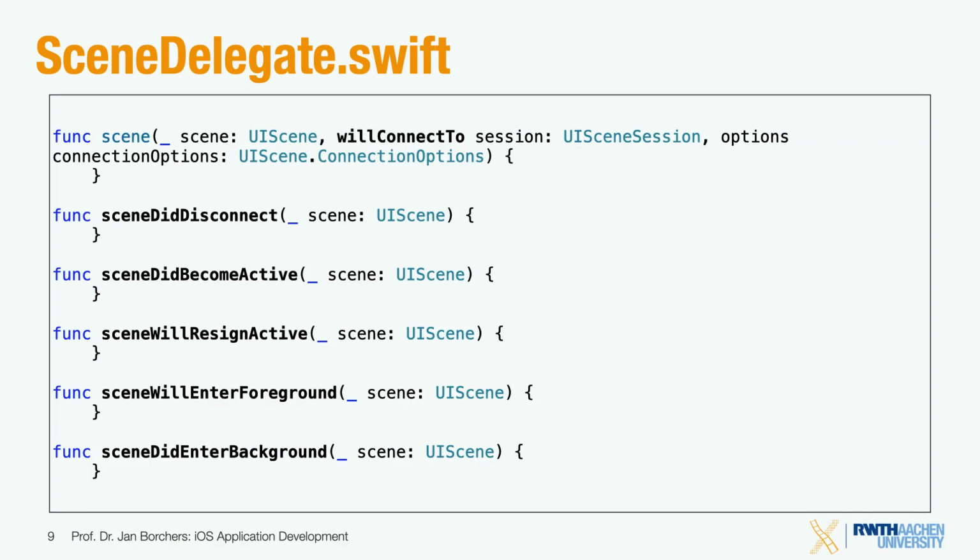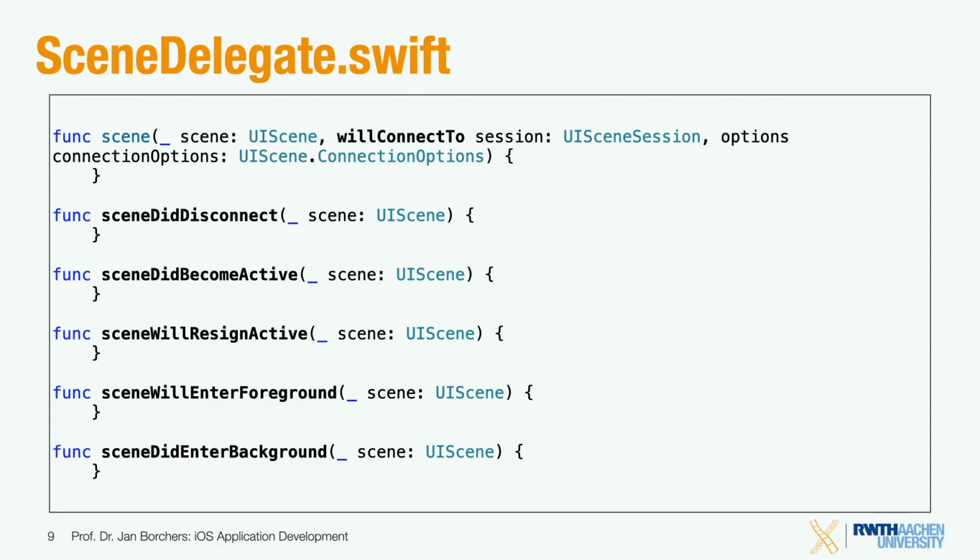There is sceneDidDisconnect, which gets called as the scene is being released by the system, which happens right after the scene enters the background or when the session is being discarded. So you throw away any associated resources at this point that you can recreate the next time the scene connects. In sceneDidBecomeActive, you can restart any tasks that were paused or that haven't started yet when the scene was inactive.